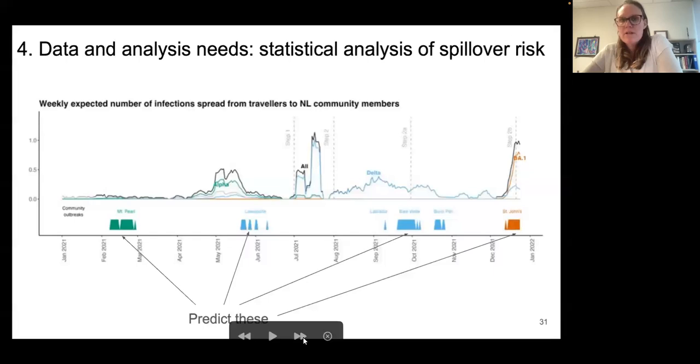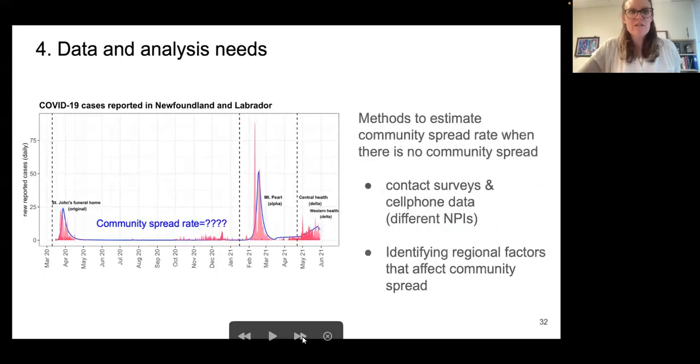spillover models, and one way to go about that would be to do a statistical analysis of spillover risk. So I have down the bottom when the community outbreaks happened in Newfoundland and Labrador, but what variables can help us predict spillover? That's something that could be approached statistically. And of course, we should try to get more regions than just Newfoundland and Labrador in order to do this statistical analysis. But this is an area of need and something that would be good if it was investigated.